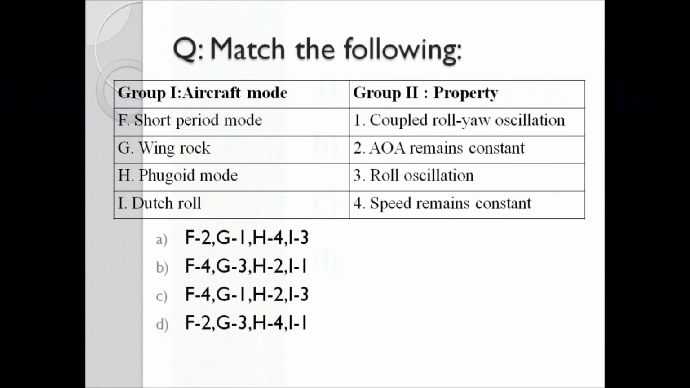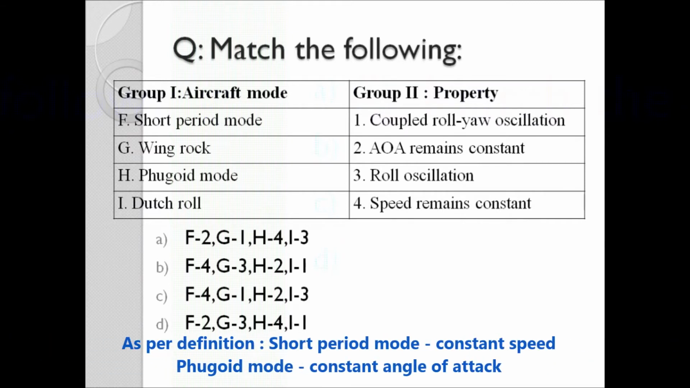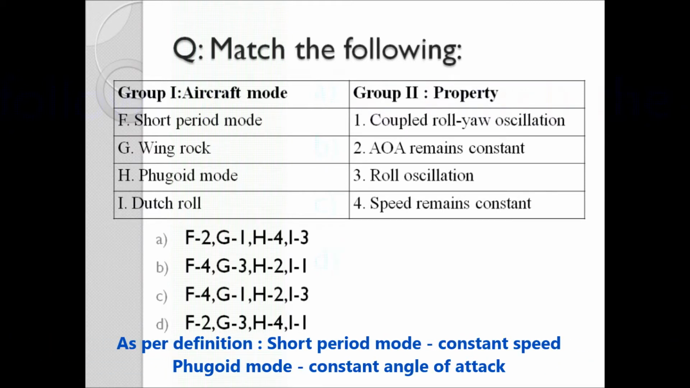Now next question, match the following. Here we have some sets of aircraft modes and properties. You should know what is meant by the short period mode. Short period mode, here we have speed remains constant, and Phugoid mode where the angle of attack remains constant. So see the options, either it can be F4 and H2, or the options can be B or C.